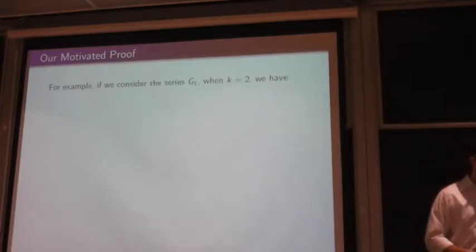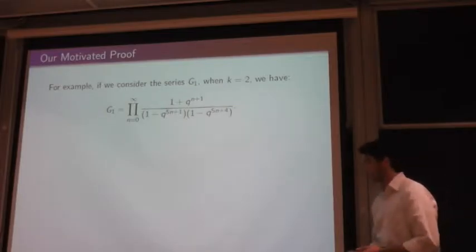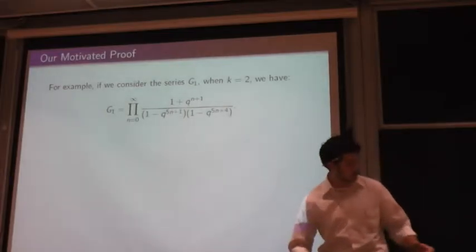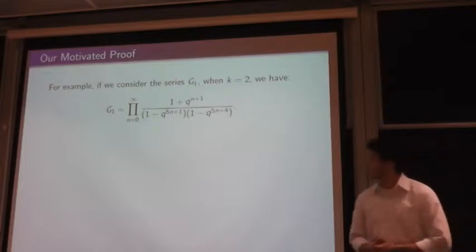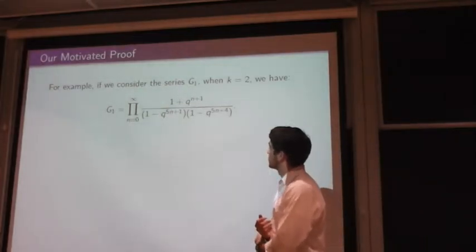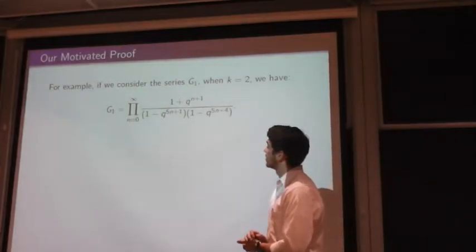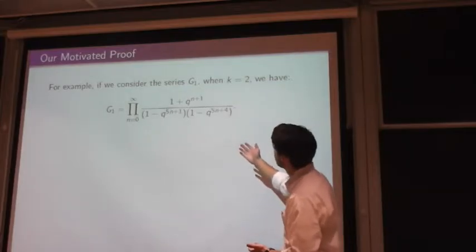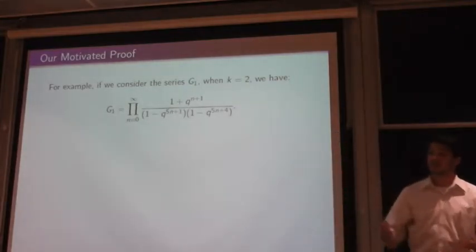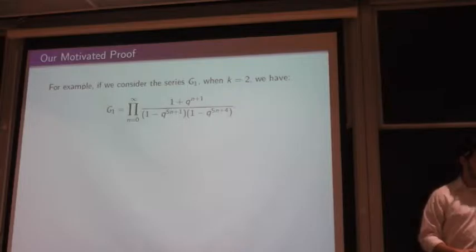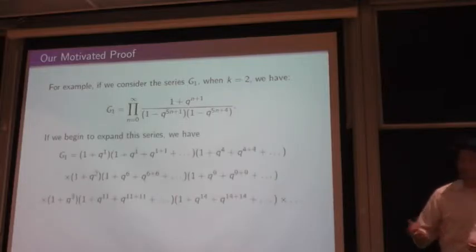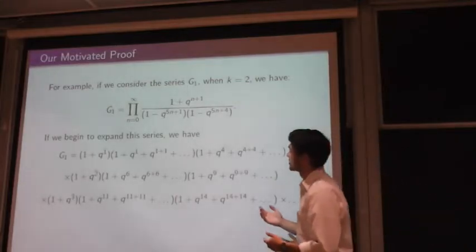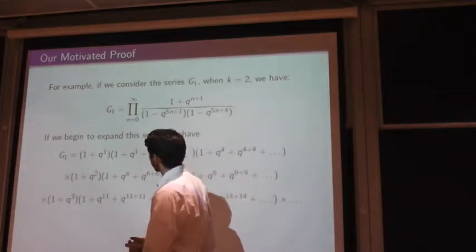Okay? So if we consider the case where k is equal to 2 from our original declaration of what these look like from the LZ paper, we get something that looks like this. And notice this looks just like the Rogers-Ramanujan identities from before. And if we were to expand this, in a similar way to how we did before, we would have something that looks like this.